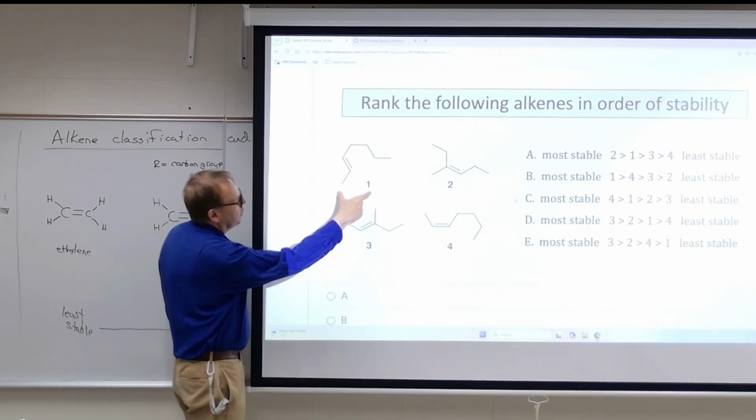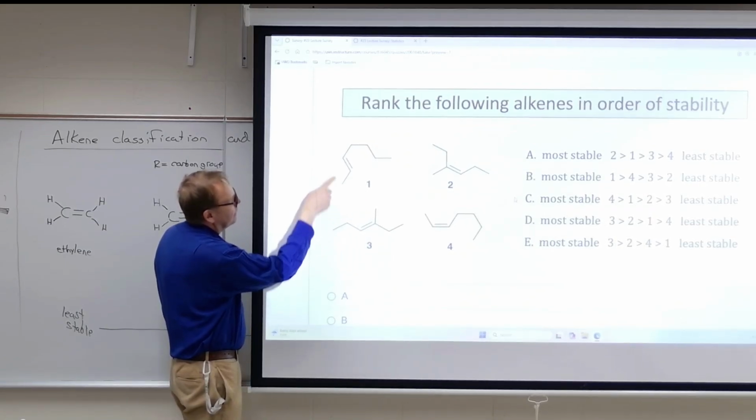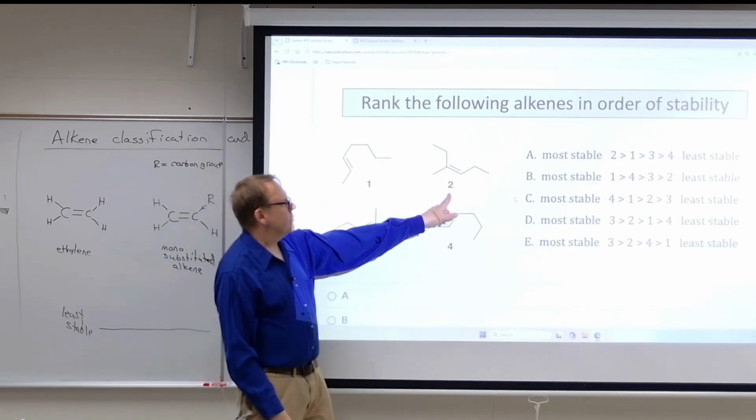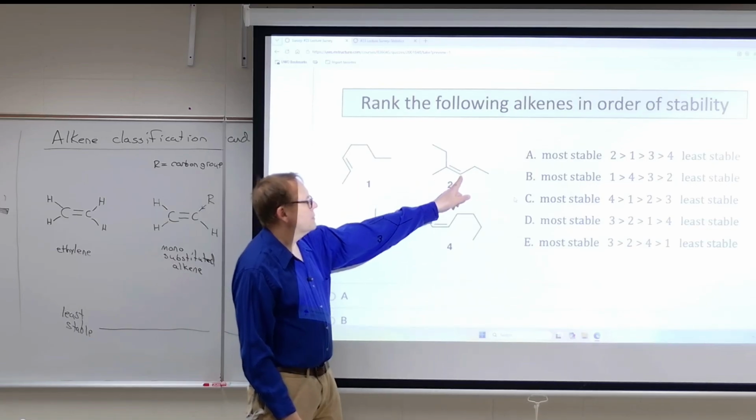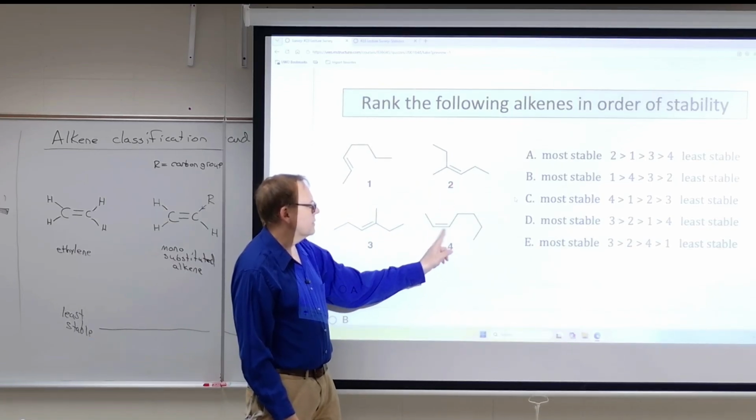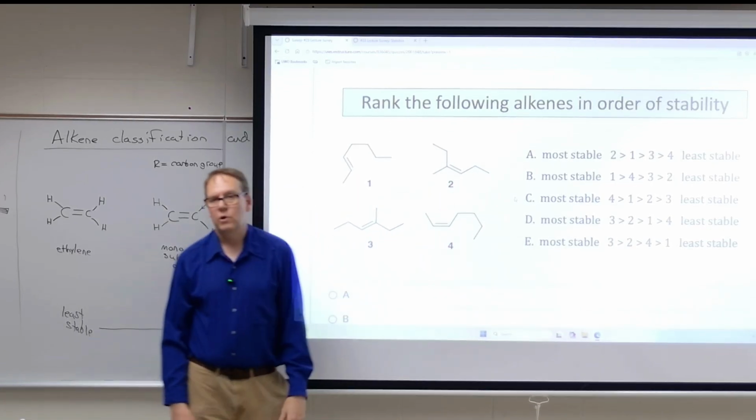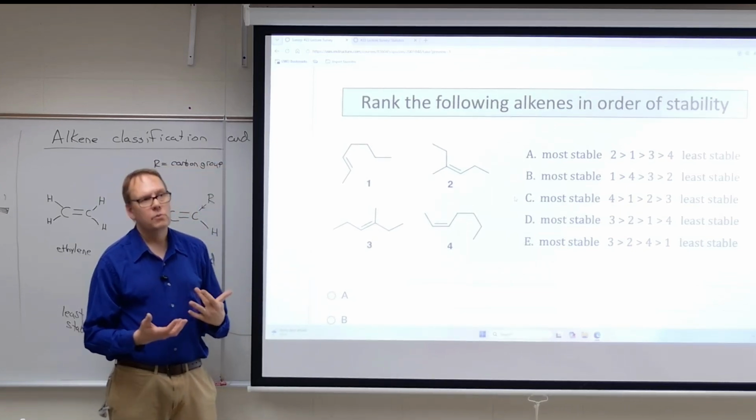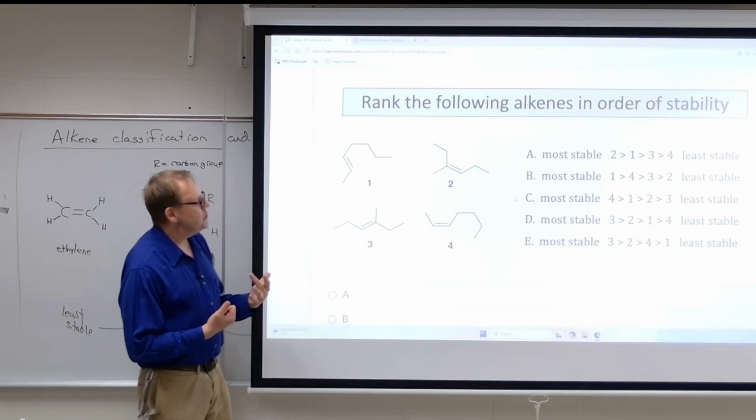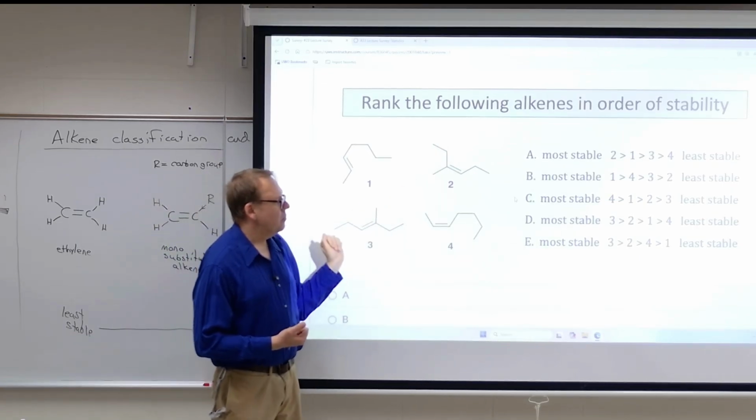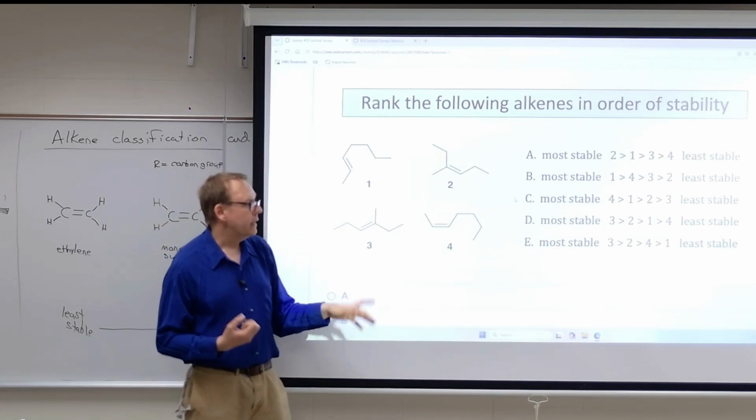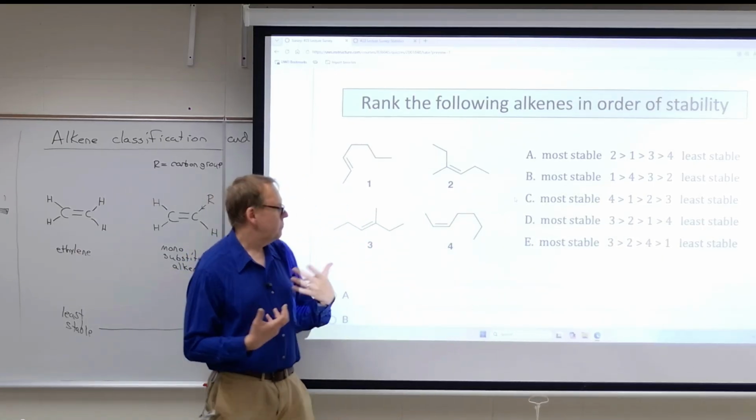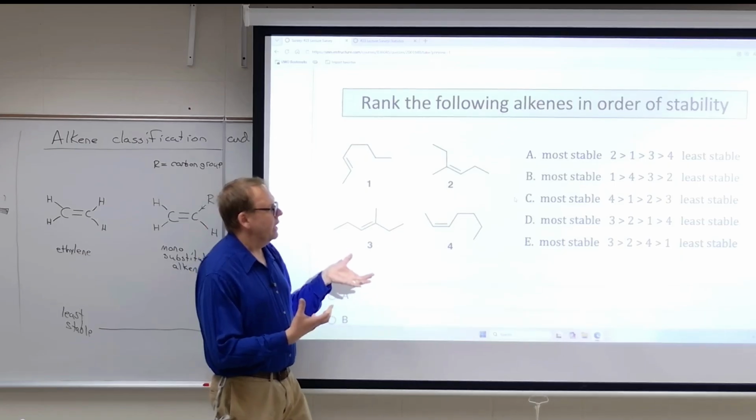Up here, number one, there's one group coming off that carbon, one group coming off that carbon, so that's disubstituted. Number 2 is another trisubstituted. That carbon has two groups, that carbon has one. And 4 is disubstituted. Each carbon of the double bond has one carbon group. So we've got trisubstituted, which are more stable, and disubstituted, which are less stable. So the two most stable ought to be 2 and 3, and almost the vast majority of the class got one of these two answers, which is basically putting them in the right classification.